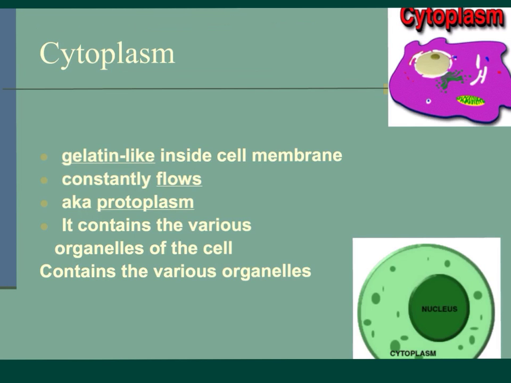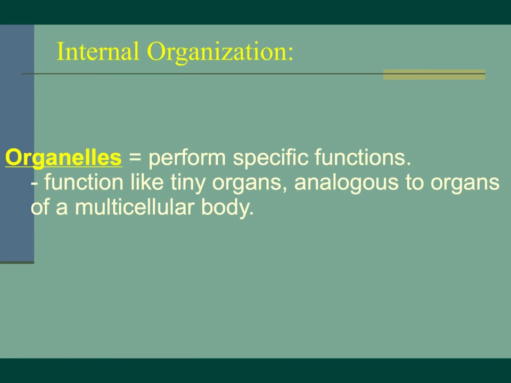It acts as a barrier to most water-soluble substances due to that hydrophobic tail region. The gelatin-like material inside of the cell membrane is known as the cytoplasm. All cells have cytoplasm. The cytoplasm is constantly flowing. It is also known as the protoplasm, and it contains the various organelles of the cell that we will be discussing.